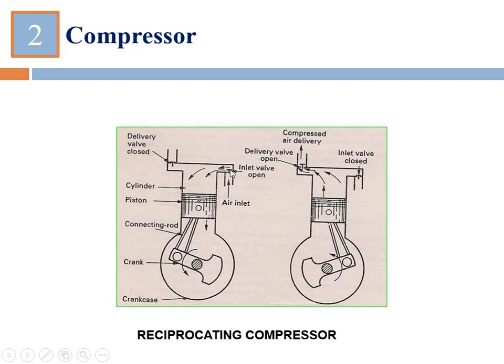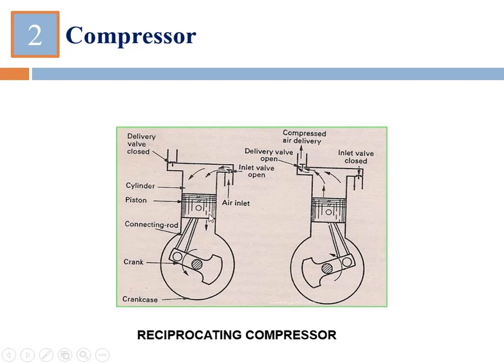This inlet valve is a pressure differential kind of valve. It will open and close automatically due to the pressure difference across it. Here on this side the pressure is high, here the pressure is low, so the inlet valve will open, which will allow air to get sucked into the cylinder. This will continue to happen until the piston reaches the bottom dead center position. The moment the piston reaches BDC, it will move towards the top dead center position, up, and during that, air is already here from the previous stroke.